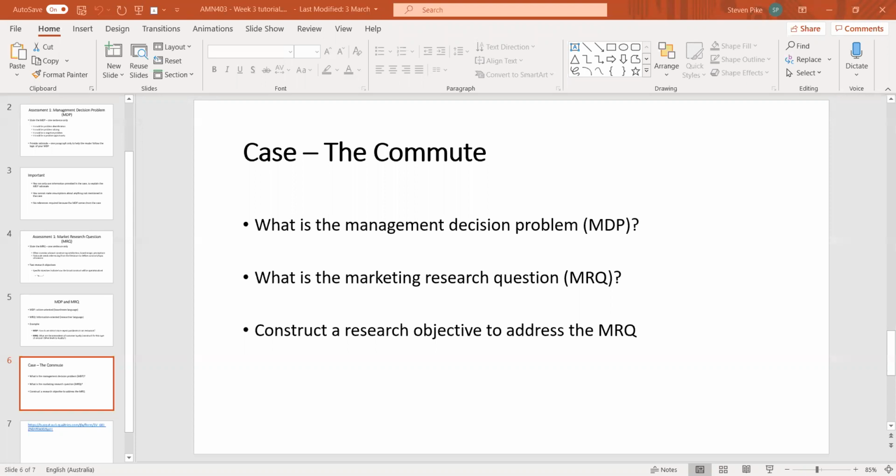And there's no MDP relating to social media or online news product because it states that this is going to be a newspaper. So based on that, what format should the commute take? Have a think about, and maybe pause again and have a think about what you think the marketing research question would be to address that.